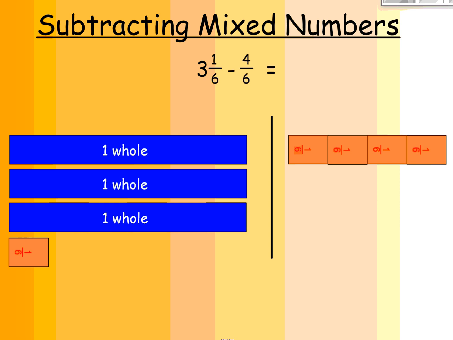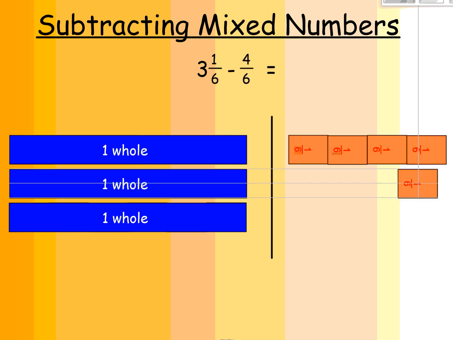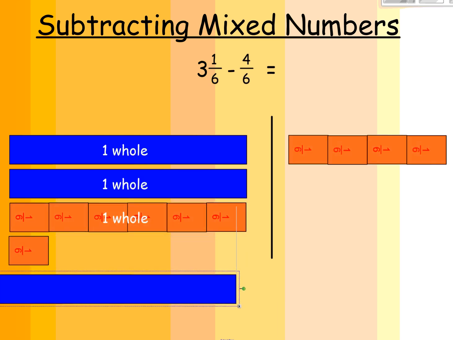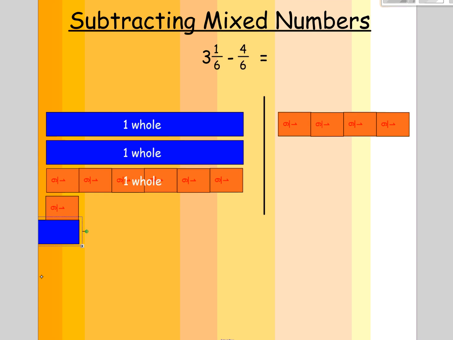Now in this example, 3 1/6 minus 4/6, I'm going to try to match up my 4/6 that I'm trying to subtract. All I have so far is just 1/6 to match up, so that's not going to work yet. So here I'm going to do some regrouping. I'm going to change this 1 whole into 6/6. So now I have 7/6 here all together.